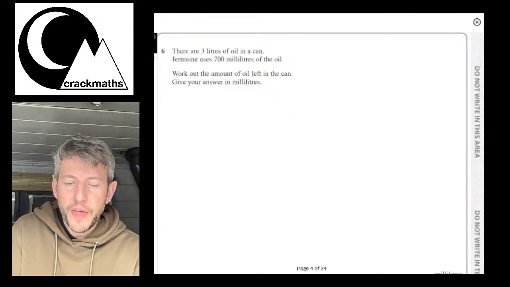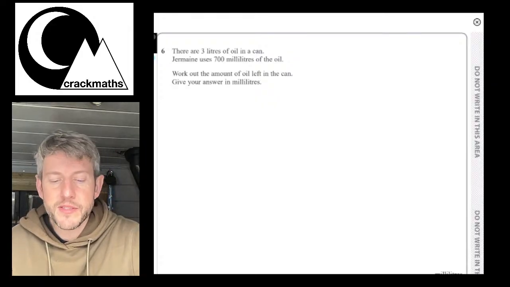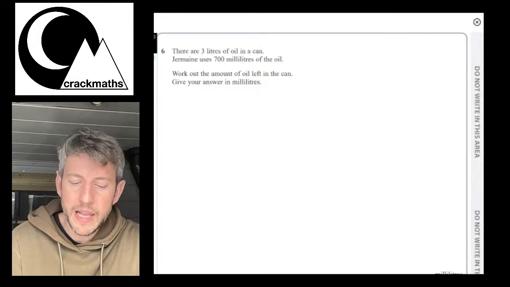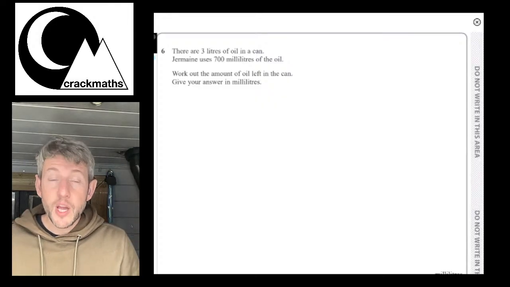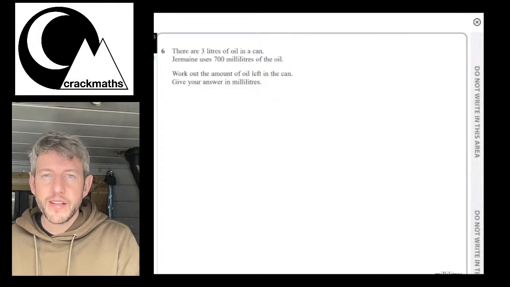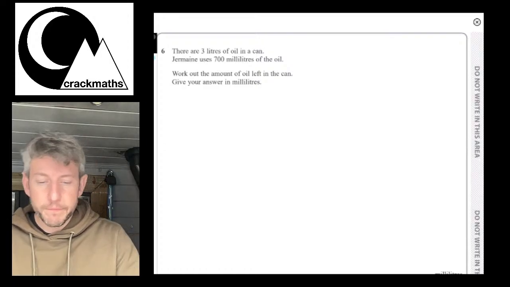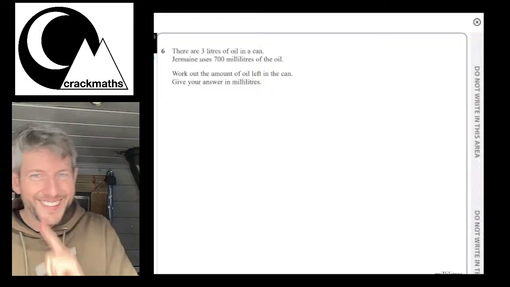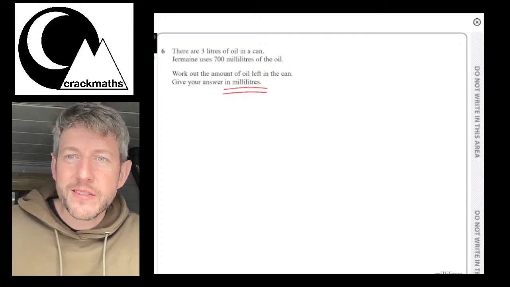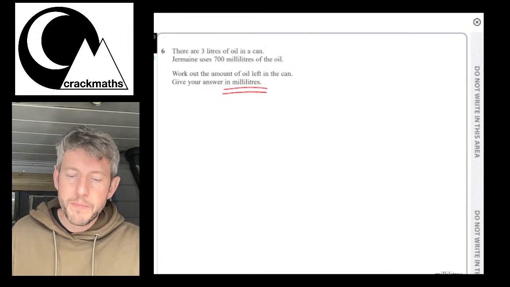Here we go. There are 3 litres of oil in a can. Jermaine uses 700 millilitres of oil. Work out the amount of oil left in the can. Okay, so we've got 2 options here. We can either turn our millilitres into litres, or we can turn our litres into millilitres. And, oh, 1 second. They've got a little bit extra here. I didn't even read this bit. It says, give your answer in millilitres. So we're going to be best turning our numbers all into millilitres.